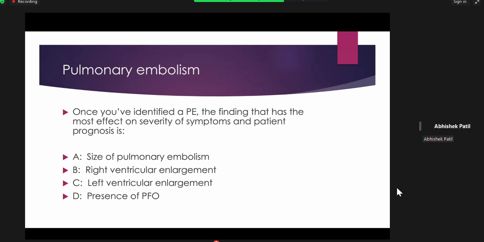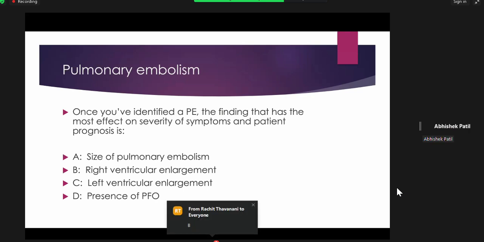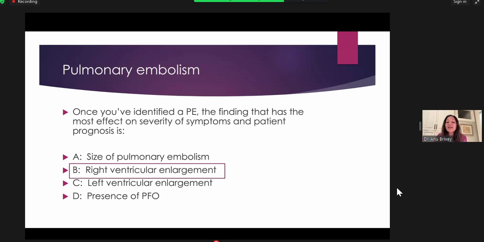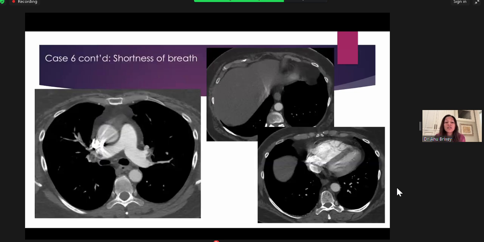So majority of votes have come for B, the right ventricular enlargement. Excellent, excellent. That's exactly right. So once you've identified a PE, the finding that has the most effect on severity of symptoms and patient prognosis is right ventricular enlargement. Excellent. So let's talk about that in more detail.